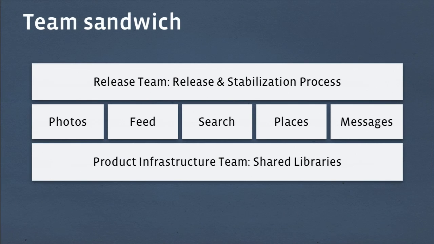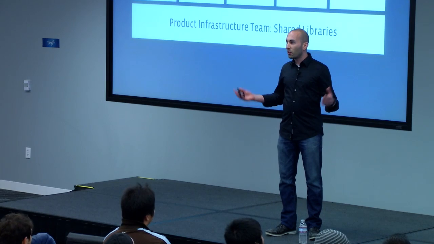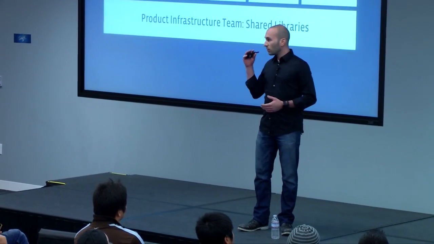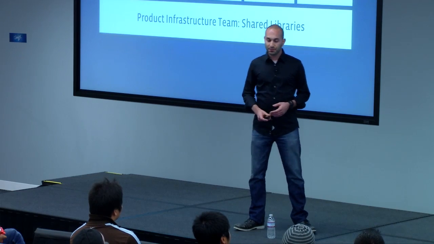And so the way we structured our teams is something I like to call a team sandwich. We have a product infrastructure team who actually builds the shared libraries that all the product teams use on iOS. Then we've got all of the product teams on top of that use that shared infrastructure and oftentimes contribute to it as well. And then on top of that, we have the release team who makes sure that the product goes out the door on time, stable, and solid.